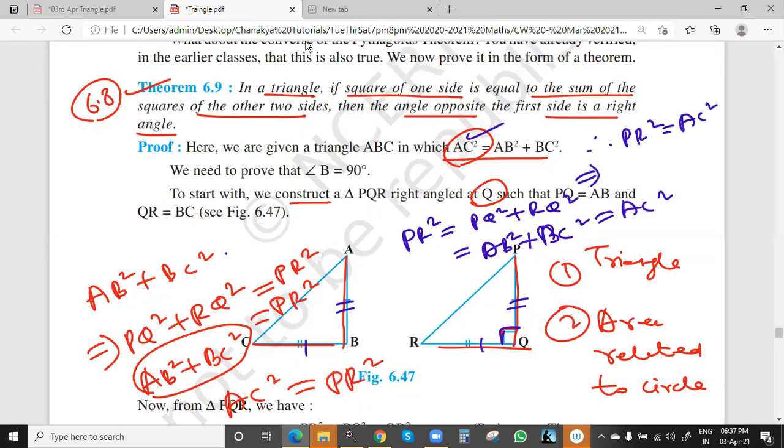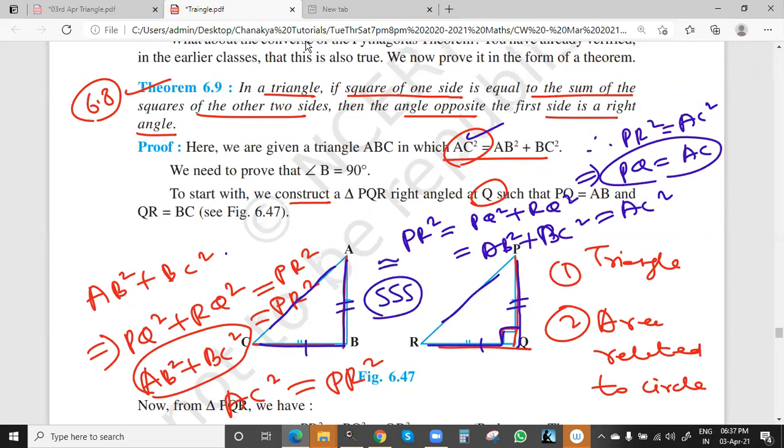So we can take the root on both sides. So PR is equal to AC. So we can say all the three sides are equal. AB we have already taken equal to PQ, BC we have already taken equal to RQ, and the third side also equal, AC equal to PR. That means by the SSS congruency criteria, these two triangles will be congruent. And by CPCT, corresponding parts of congruent triangles, this angle B will be 90 degrees.